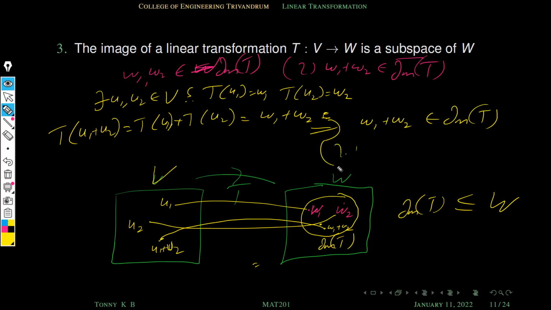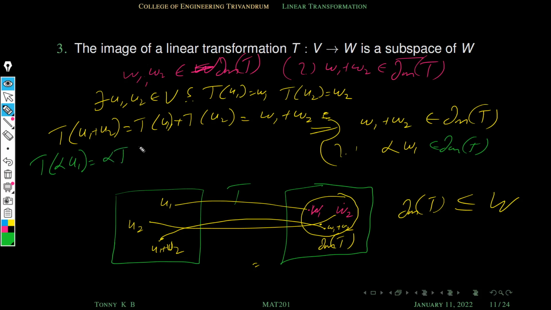Next we have to show that alpha times W1 belongs to the image of T. That means we have to show that this has a preimage. W1 belongs to the image of T, so we know W1 has a preimage U1. So we consider T of alpha U1. We know that T of U1 equals W1, so by the property of linearity, this is alpha times T of U1. What is T of U1 by assumption? It is W1. So what is the conclusion? Alpha W1 has a preimage, that is alpha U1. So this implies alpha W1 also belongs to the image of T.